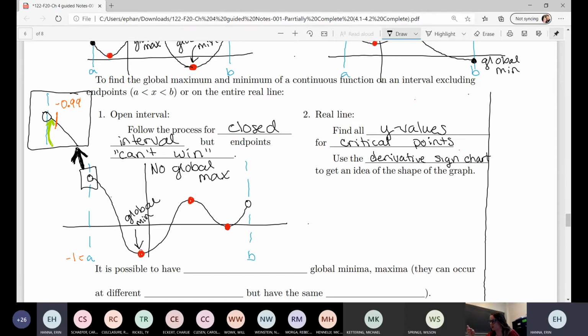Like what we were using for local maxes and mins, we're going to have to use the derivative sign chart to get an idea of the shape of the graph. And that's what we're going to squeeze in on the side really quick here.